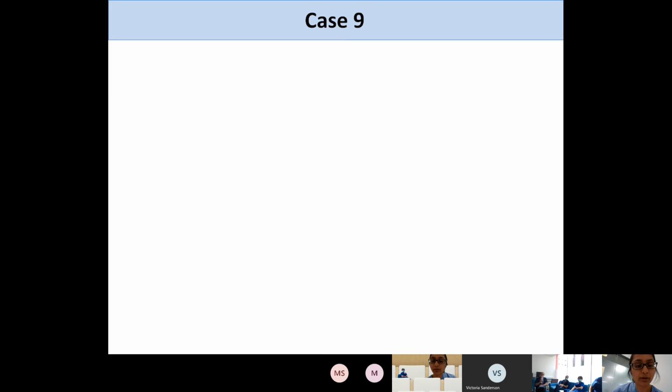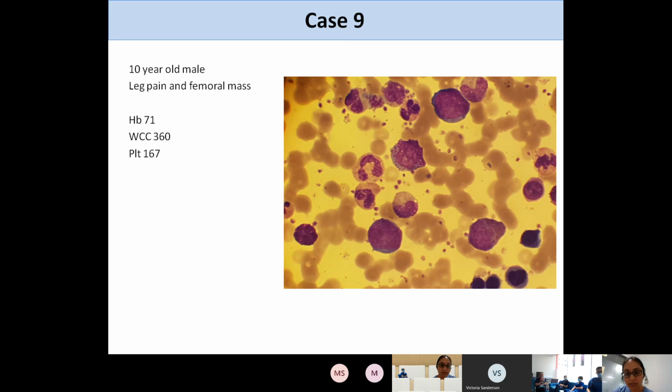This is another example of one of my patients, a 10-year-old male who presented with leg pain and a femoral mass. Actually, I apologize, that is not his counts. He had a relatively normal count. But this was his bone marrow. So you can see neutrophils, probably a neutrophil, probably a metamyelocyte. So these are all part of normal myeloid maturation. A basophil here, but then these cells, which are big and have an open chromatin and a nucleolus, are myeloblasts. So he's got a lot of blasts.